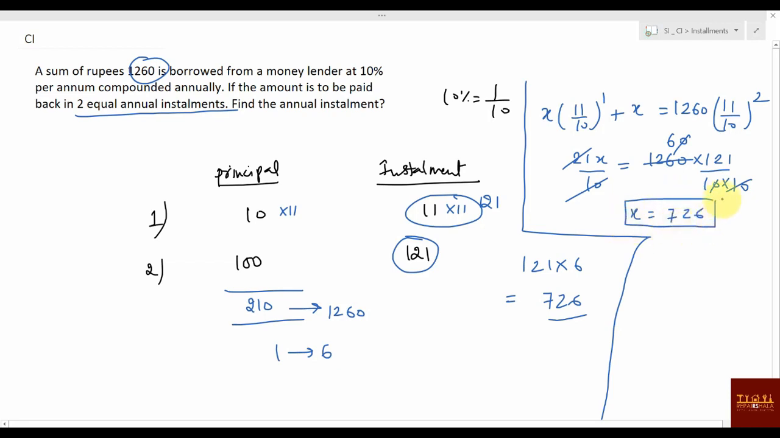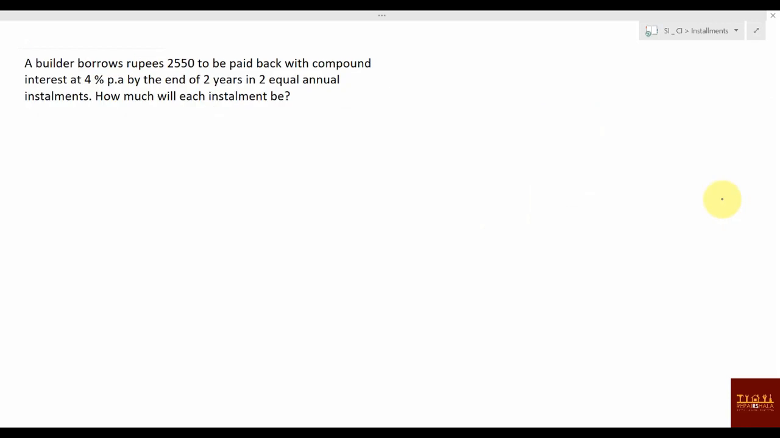Whichever method you understand, you follow it. Okay, clear? Clear, right? Check this one.